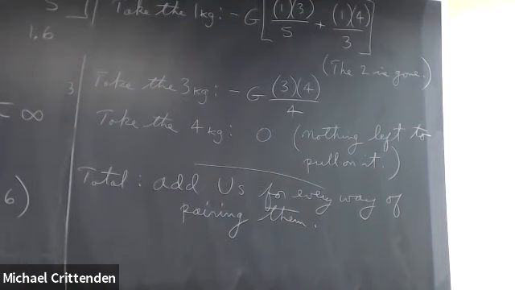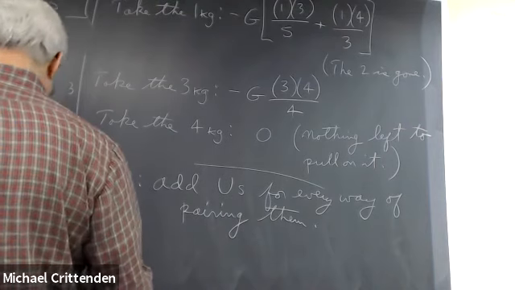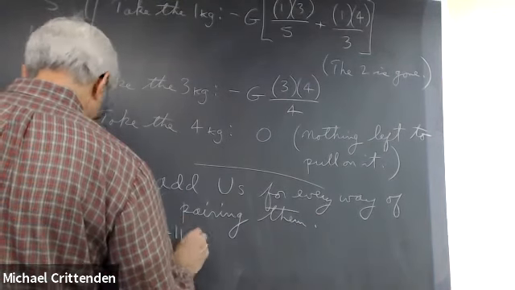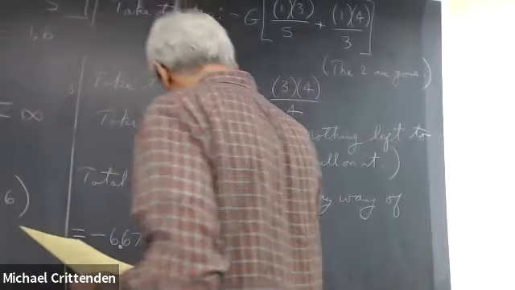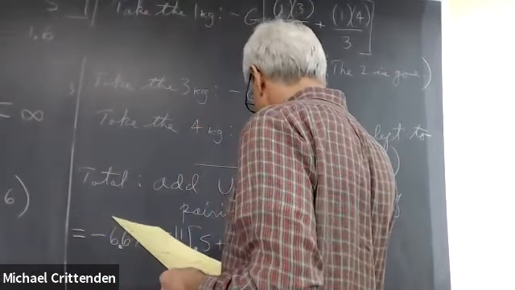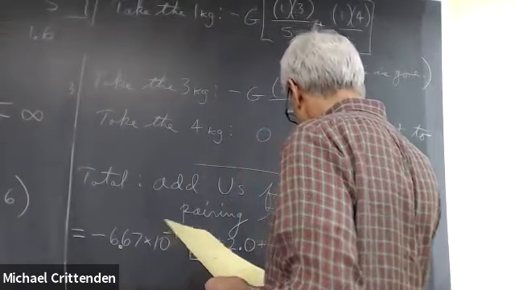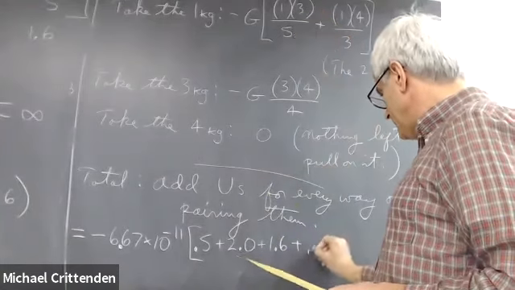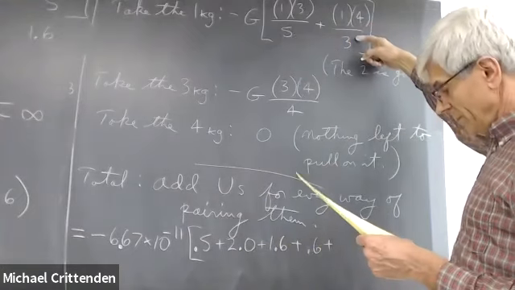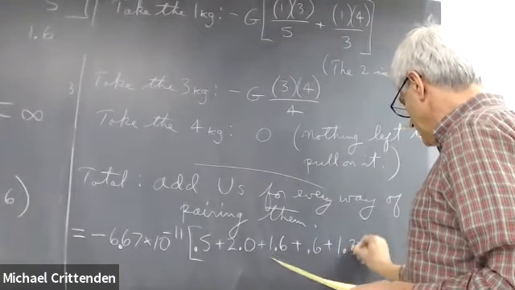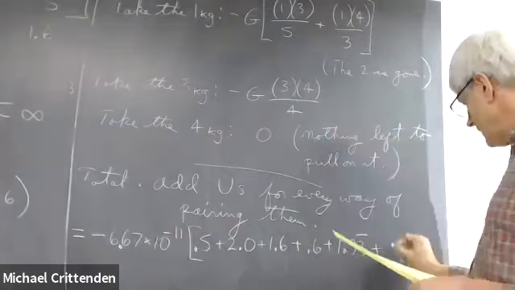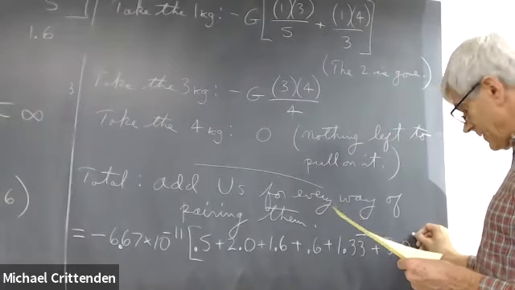So add the U's, the potential energies, for every way of pairing them, which is gravitation constant times 0.5 plus 2.0 plus 1.6 plus 3/5 is 0.6. 4/3 is 1 1/3. 3 times 4 over 4 is 3. That's every term there is.